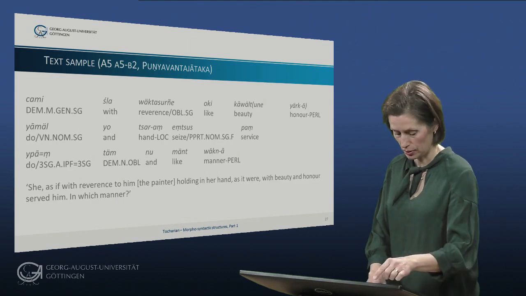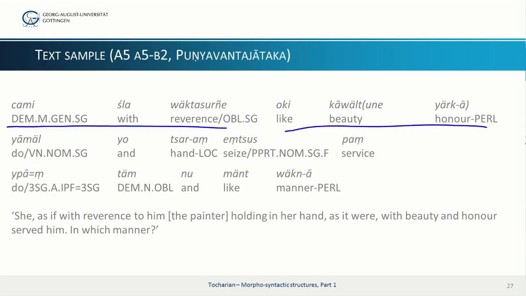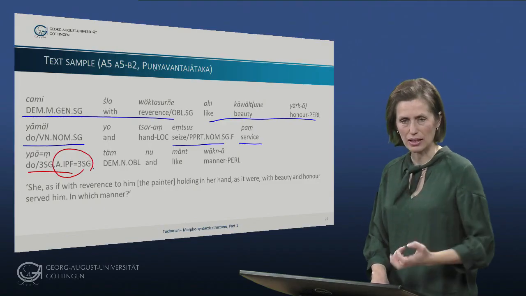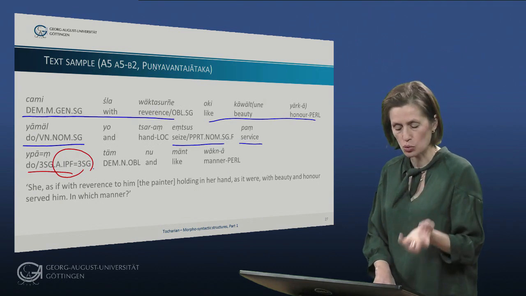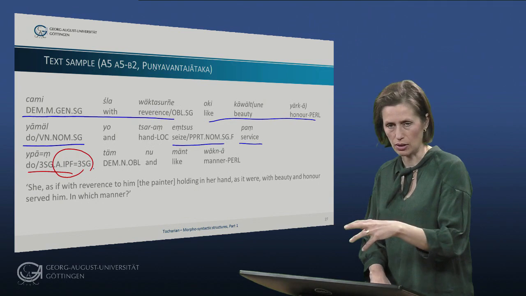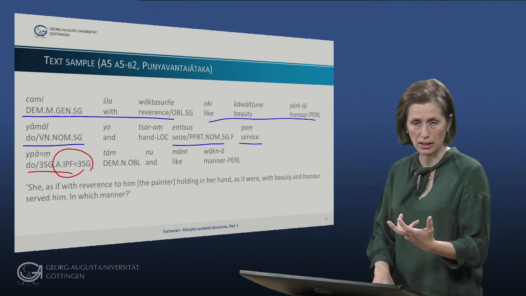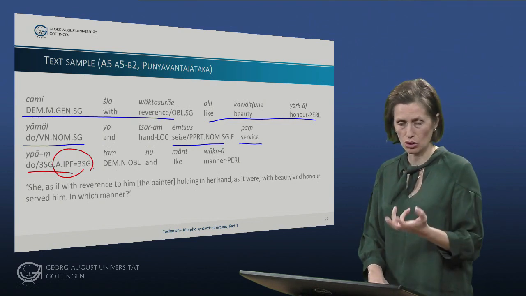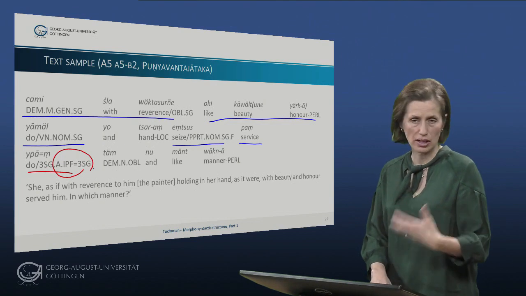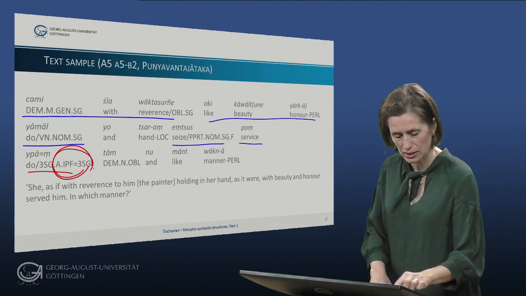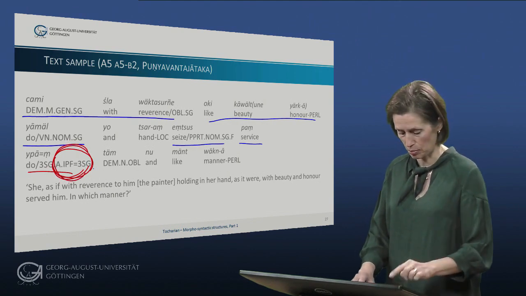And then with reverence, all this kind, beauty and honor, doing and seizing by the hand, she did. And you see here, again, we have the imperfect. So it means that it's as if she was doing this repeatedly. So remember, here in the text we have the idea that this mechanical doll is supposed to be a servant or someone who is serving the painter. And this is something that she is not doing at this specific occasion. That's the habit of her because she's a servant. So as if she was doing service to him, and then we have this imperfect.